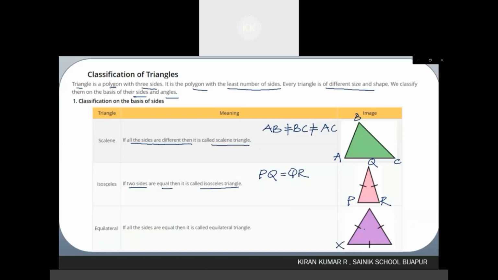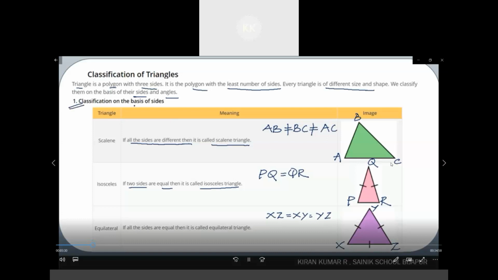Next in line we have the equilateral triangle. In this triangle, we have XY equal to XZ equal to YZ. All the three sides are equal to each other. This is all about the classification on the basis of sides.